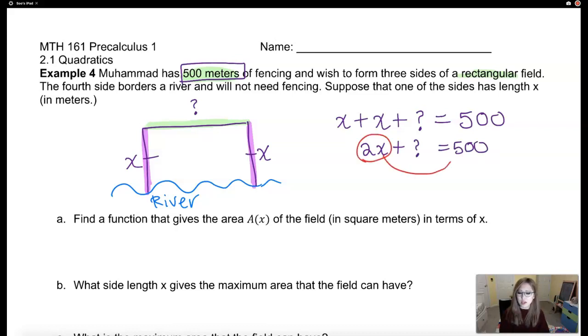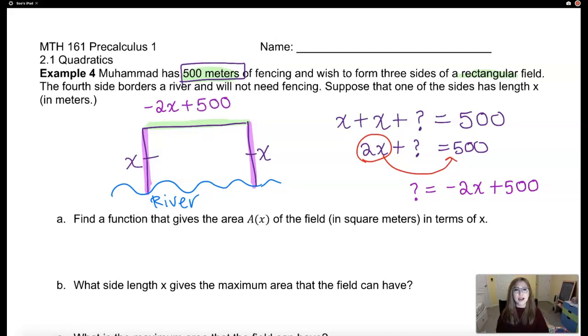So let me go ahead and subtract 2x. I will get question mark is equal to negative 2x plus 500. It's still looking odd. I mean, we don't know what it is, but at least we can express it using x. When you are solving a problem, we don't want to bring in any unnecessary variables. We're going to try to use as few variables as possible. Okay, so I got 3 sides labeled: x, x, and the top side is negative 2x plus 500.